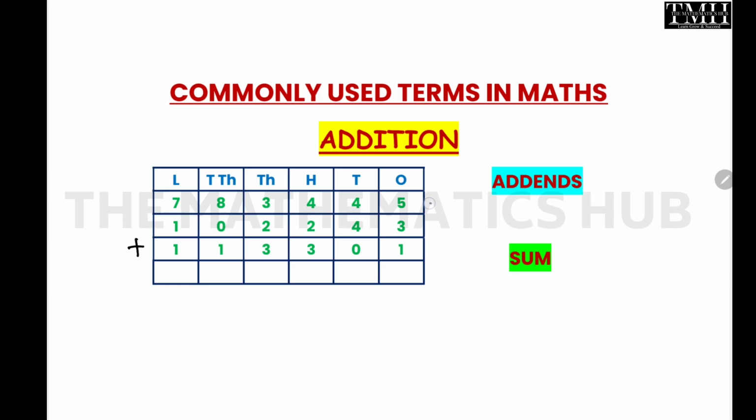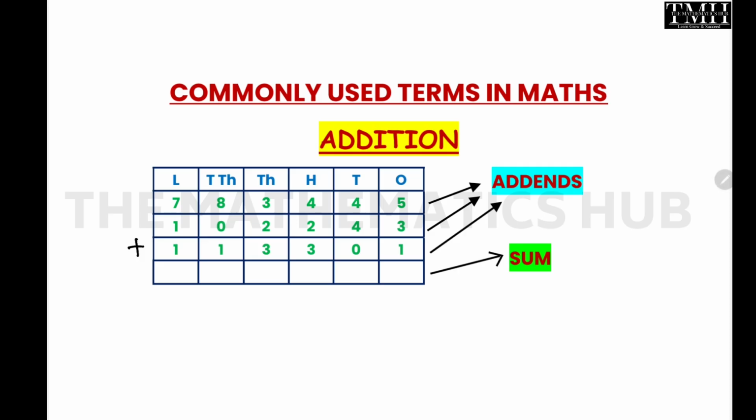So here, this and this, these three rows are known as the addends. And now the result that we will get after addition is known as the sum.